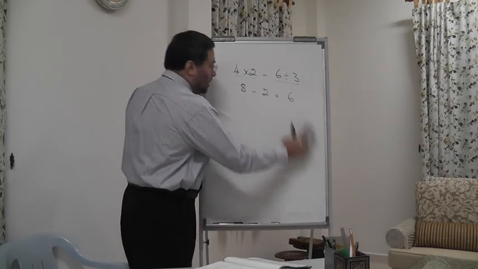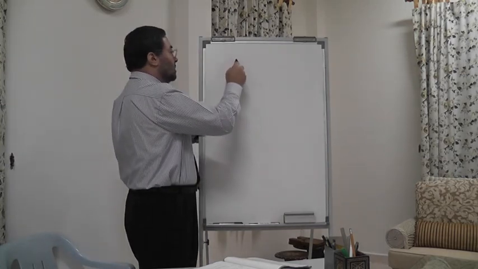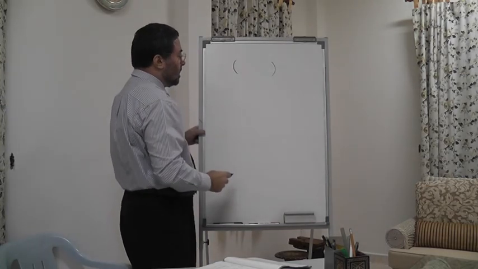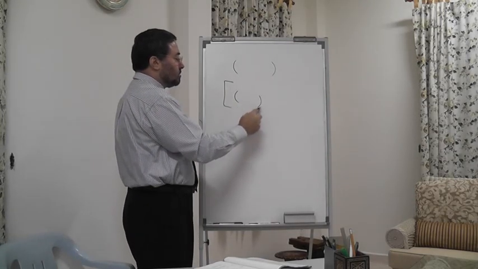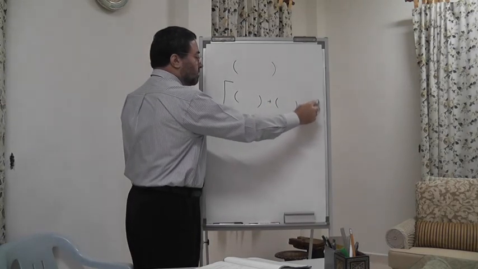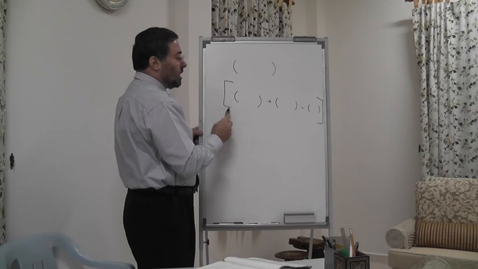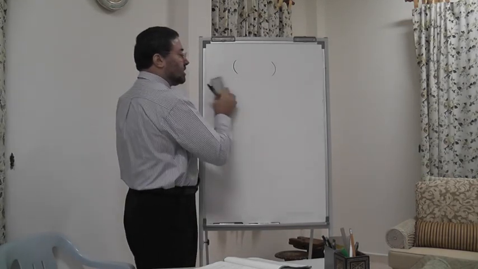Another grouping symbol is the parenthesis, and the parenthesis is found inside the bracket, so I may have many parentheses inside a bracket. Open bracket, close bracket. So let's see examples of this.